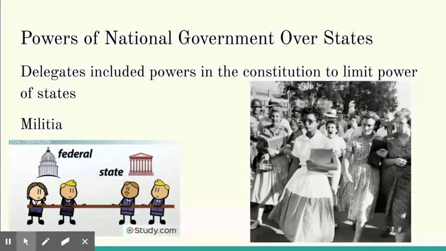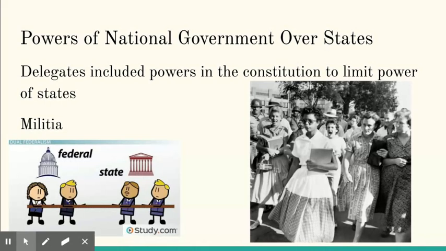So, powers of the national government. In the Constitutional Convention, they gave a lot of powers to our national government over the states. This sets forth the tone that the national government might be more powerful than the state governments. The delegates included a number of phrases in the Constitution that set forth the powers of our national government over the states. It's always a struggle between the state and the federal types of government. Examples include Congress being given the power to call the militia or National Guard into national service when needed.